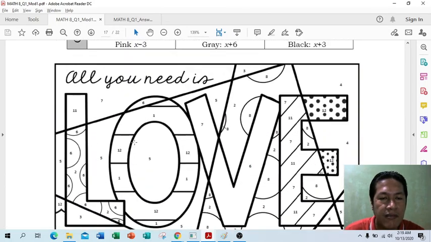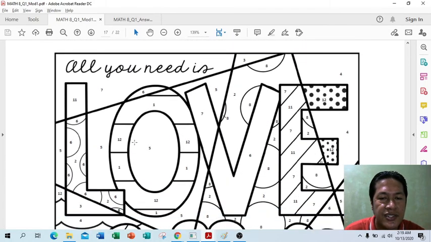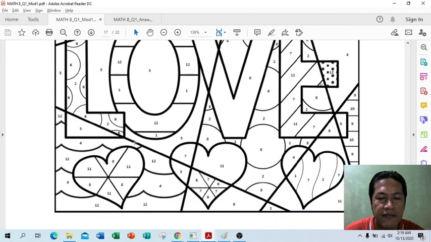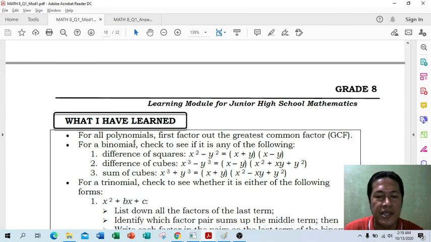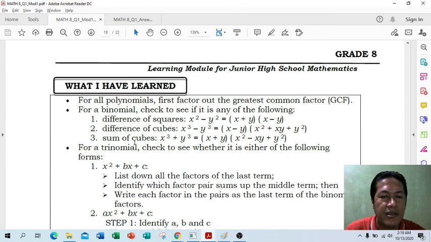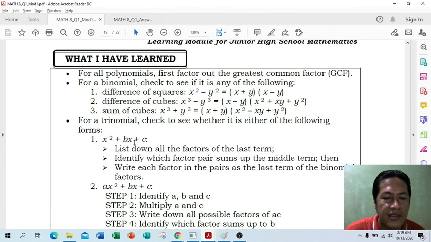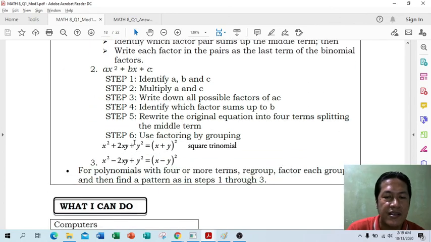Love daw. All you need is love. Kailangan natin ng love. Okay. So, what I have learned, ito yung mga topic natin kanina. Polynomials, GCF, difference of squares, difference of cubes, sum of cubes. Okay.